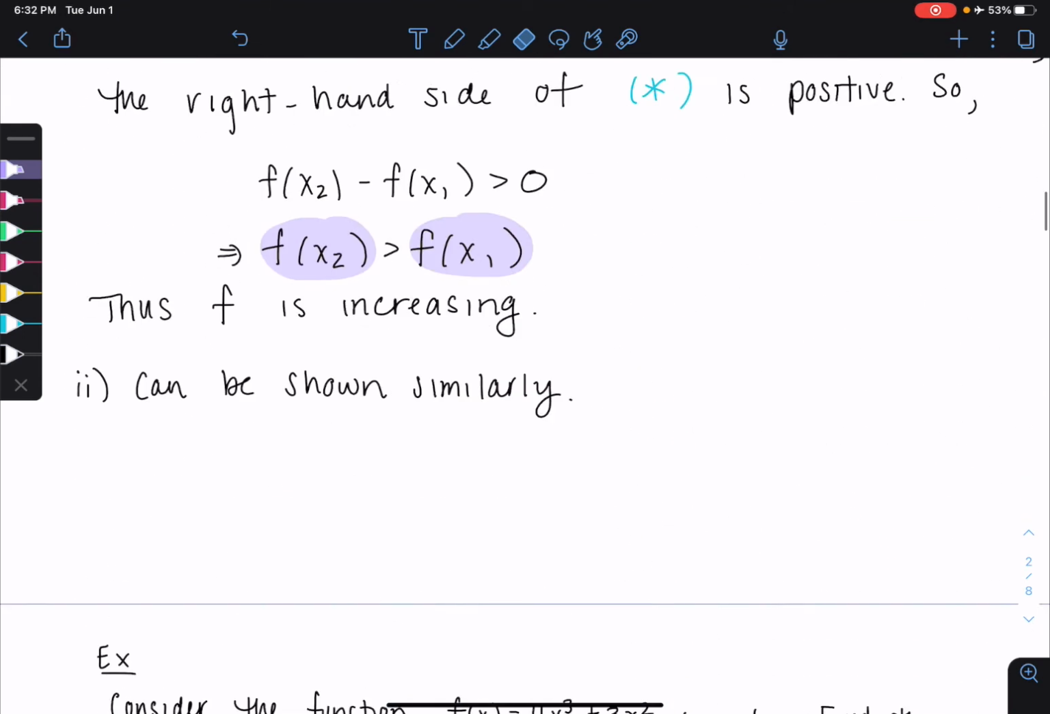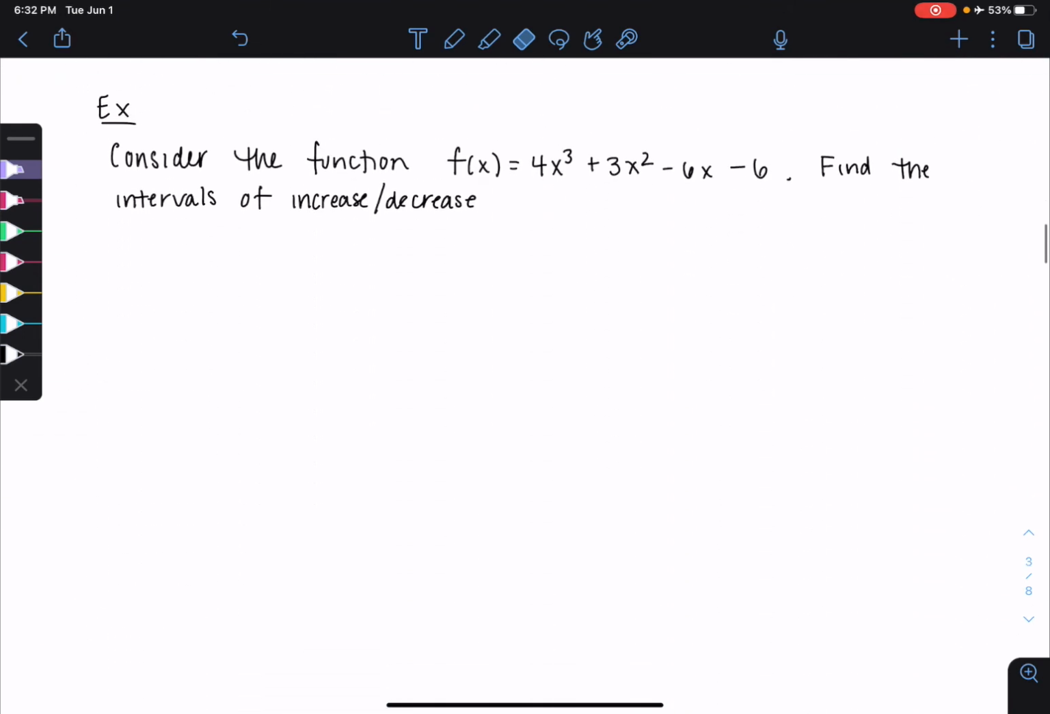Okay. So let's get some practice first just with increasing and decreasing. We're going to work with this polynomial function, and we're going to work with it pretty consistently across a few different examples in later sections as well. We've got 4x cubed plus 3x squared minus 6x minus 6. We want to go ahead and find the intervals of increase or decrease.